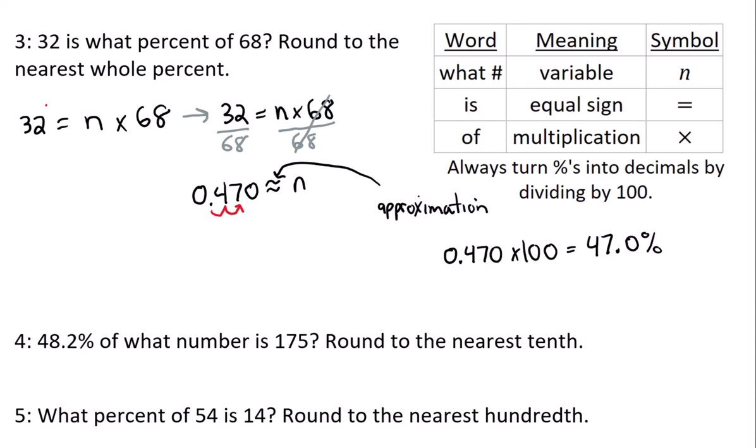And then we want to round to the nearest whole percent. So let's say if I have 47.0%, this is my ones for my percent. I look to my right. Since it's 4 or less, then I'm going to keep it at 47%. That's my percentage, and it's rounded to the nearest whole percent.